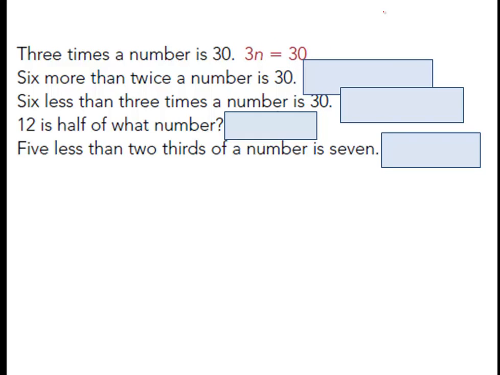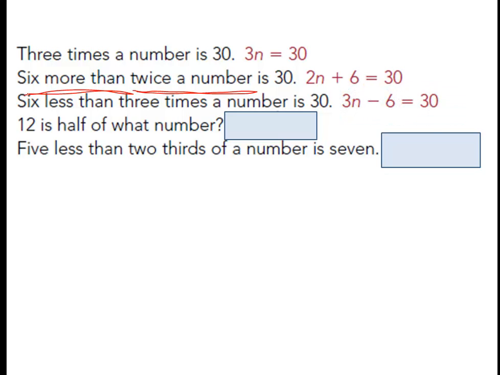6 more than twice a number is 30. So you still have the equal 30, right? But what's 6 more than twice a number? Well, twice a number, what do we say that is? That's 2n. 6 more would be plus 6. How about 2n or 2 something plus 6 equals 30? 2n plus 6 equals 30. How about 6 less than 3 times a number is 30? What would you write for that? Hopefully you said 3n minus 6 equals 30.